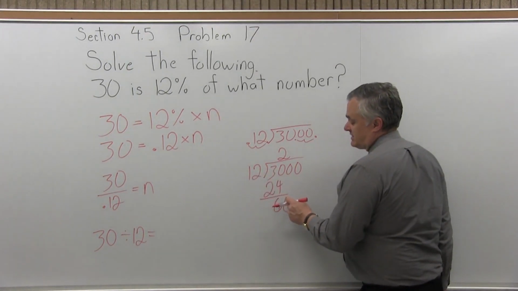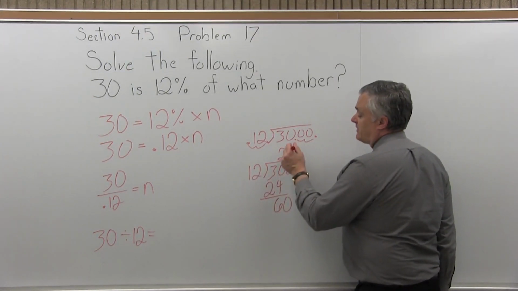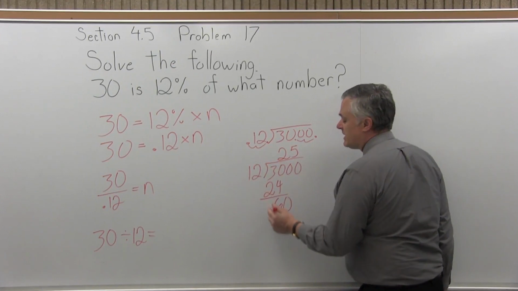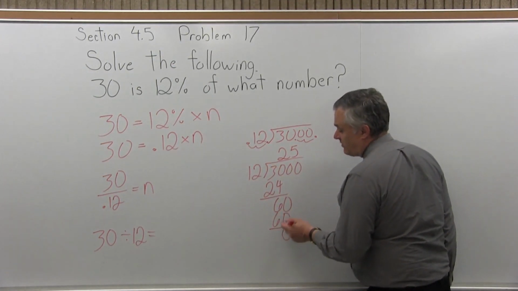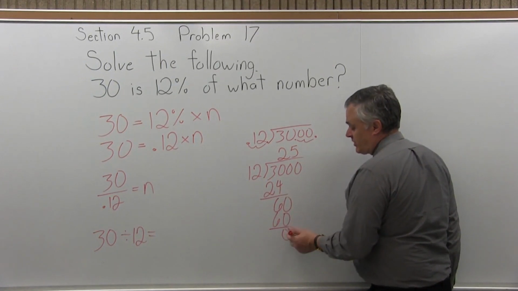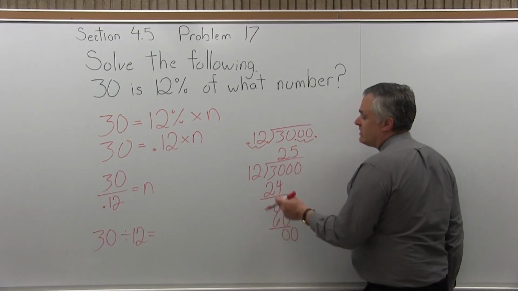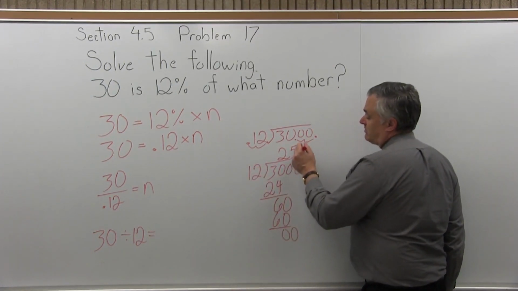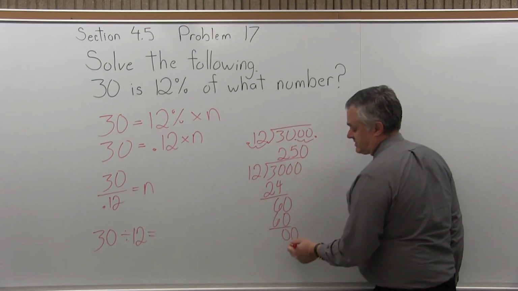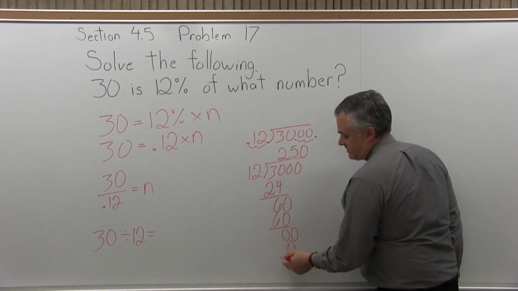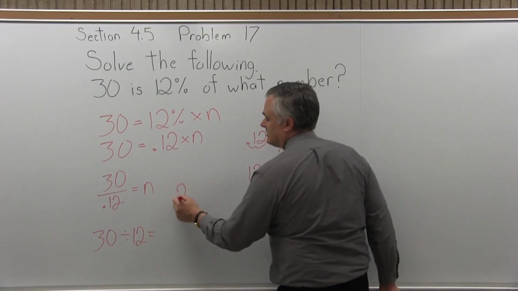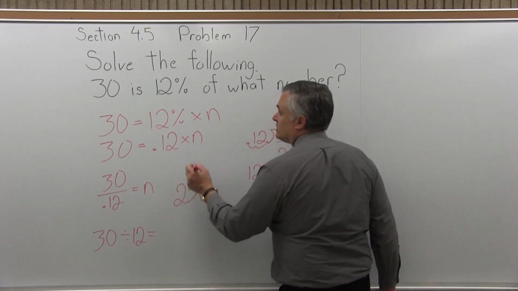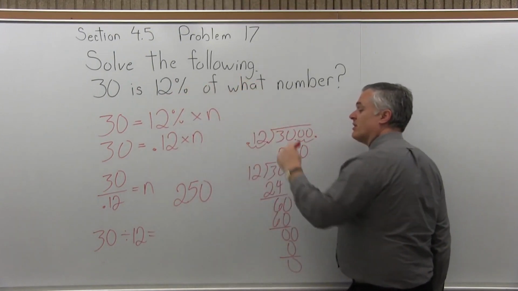12 times something is 60. Well, 12 times 5 fits perfectly. 12 times 5 is 60. 60 minus 60 is 0. But there's still another digit, so bring it down. You have 0. 12 times something is 0. Well, 12 times 0 is 0. And it goes in with no remainder. So the answer is 250. So 30 is 12% of 250.